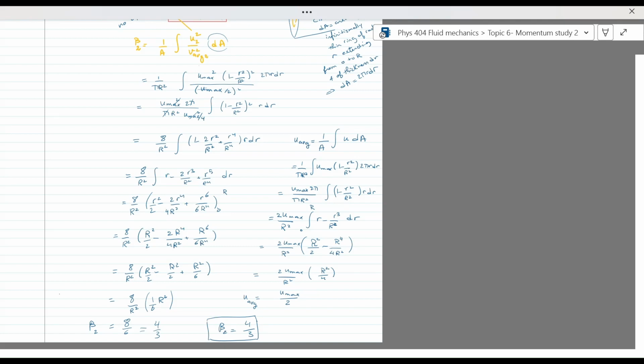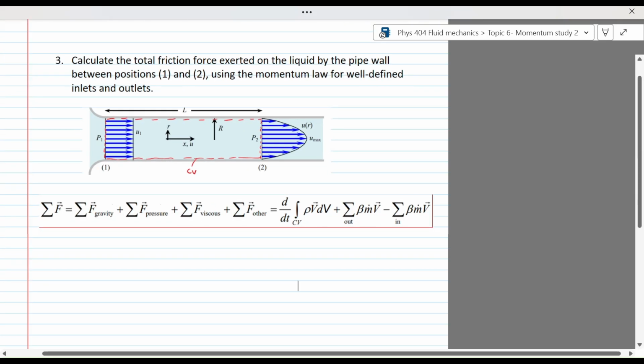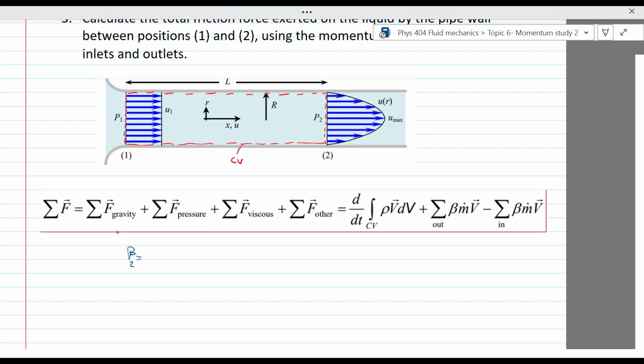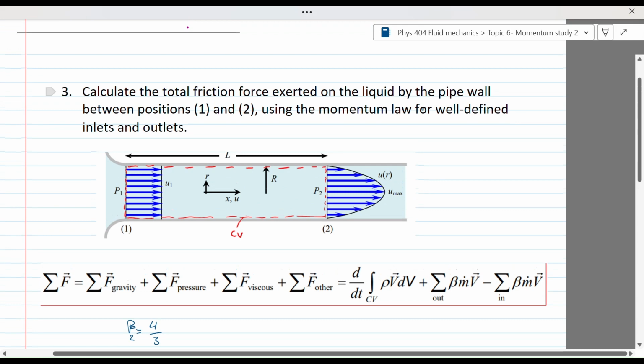If we have a turbulent flow, like we said before, depending on our Reynolds number, which determines how much turbulence we have, beta usually ranges between 1.01 and 1.03. Now, after finding beta and solving the integral to obtain the value of beta 2 across our outlet to be 4 over 3, we can now proceed to use the momentum law for well-defined inlets and outlets and try to find the friction force using this equation.